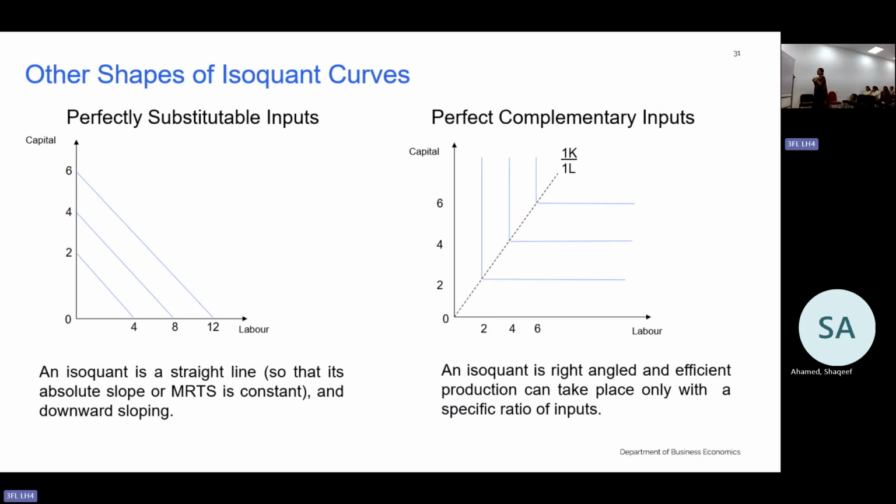Then, how about the shape of the isoquant for perfect complements? Can you give me an example for perfect complementary goods? Perfect complementary. DVD player and DVD, right? Yes. Otherwise, you cannot consume. That is the consumer's perspective.